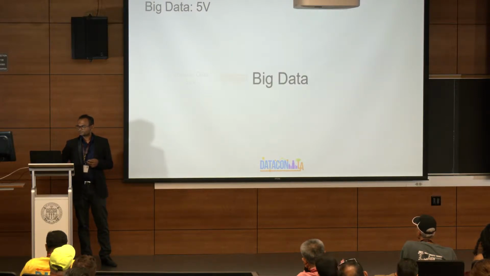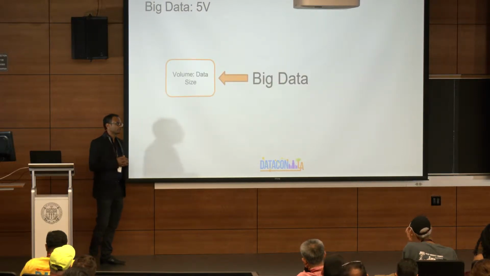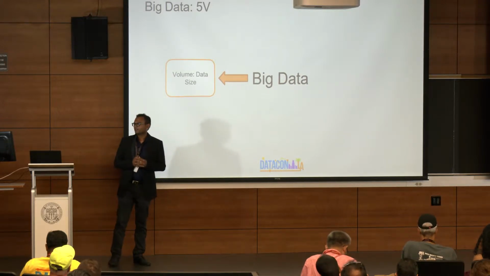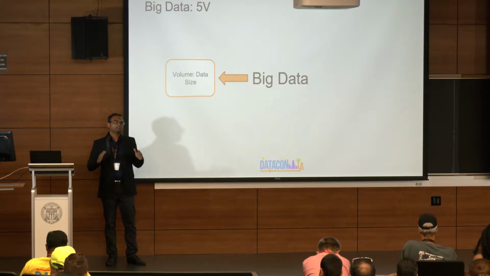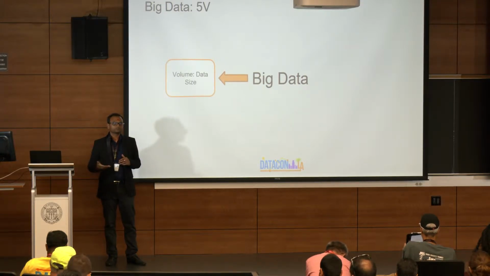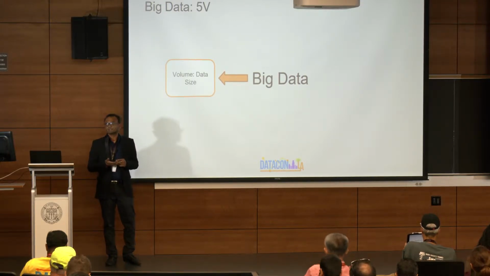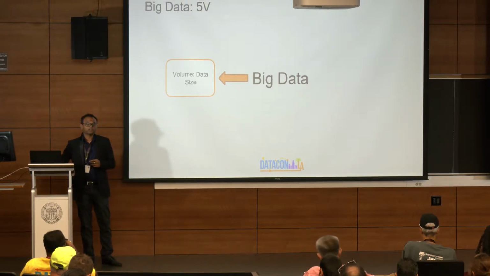The first one is volume. That's why it got the name big data. If you look at big data as a pyramid, data volume sits at the very bottom because that's the base of big data. It has to handle a large volume of data if there is a big data platform.